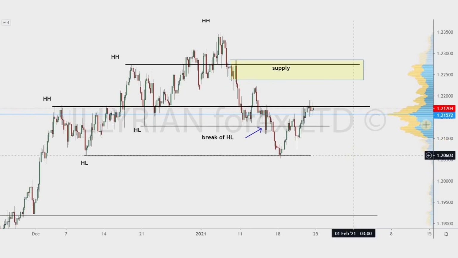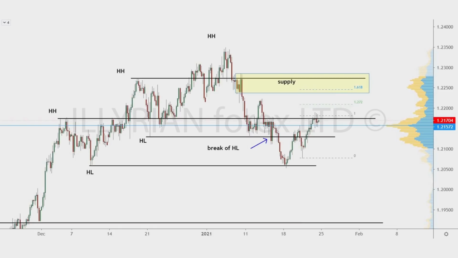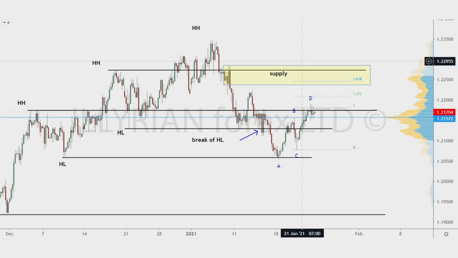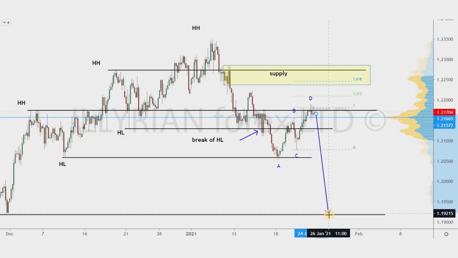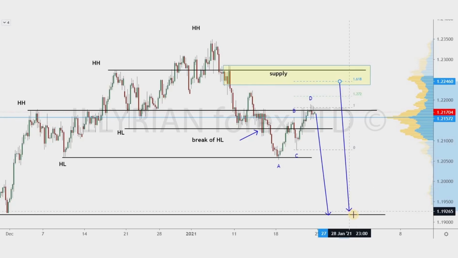The market has created an AB equals CD pattern. The completion of this pattern correlates with a resistance level. We have two options here. The first one is to enter right at the AB equals CD confirmation. The second option is to wait for a further pullback at the supply zone and enter a sell trade there. In this case you must choose.